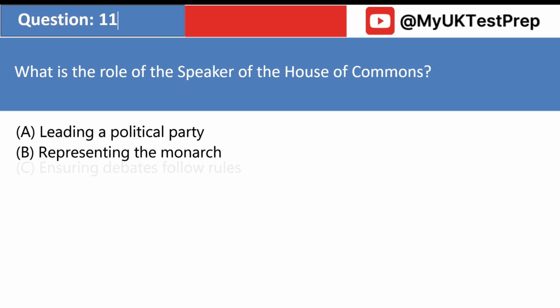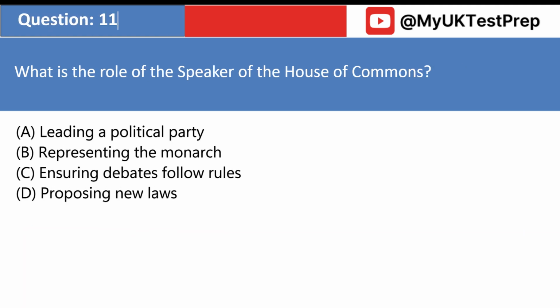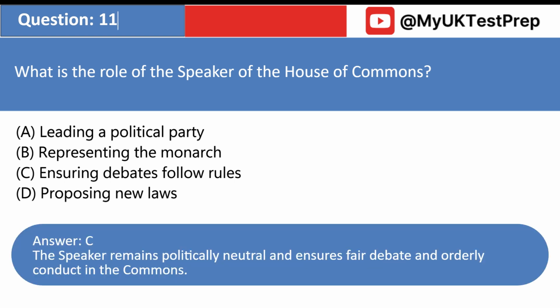What is the role of the Speaker of the House of Commons? A. Leading a political party. B. Representing the monarch. C. Ensuring debates follow rules. D. Proposing new laws. Answer: C. The Speaker remains politically neutral and ensures fair debate and orderly conduct in the Commons.